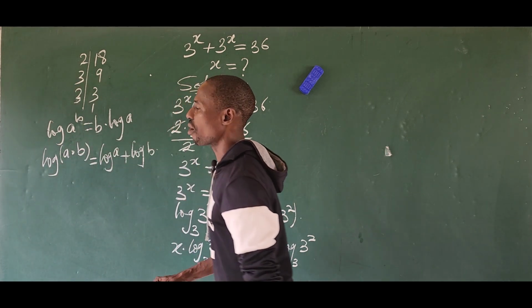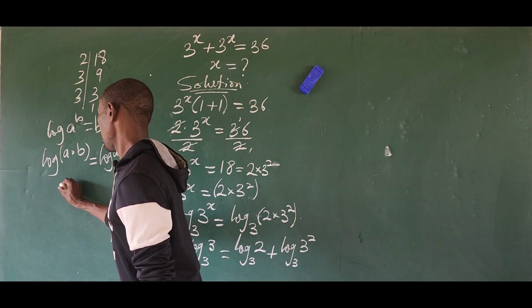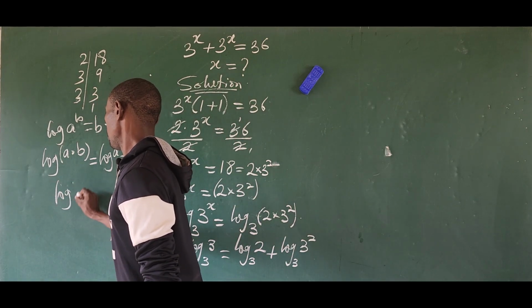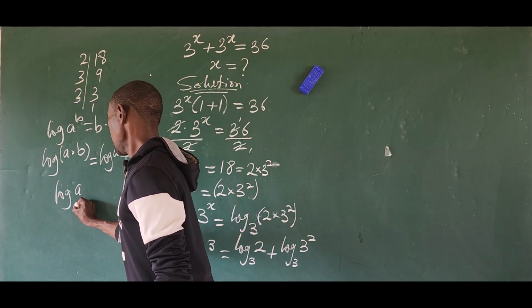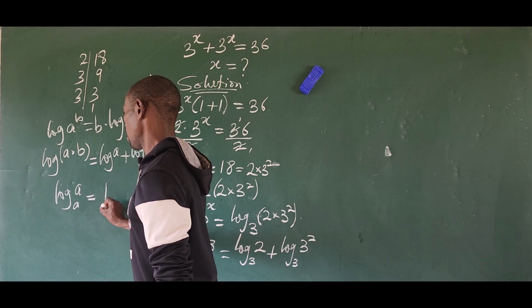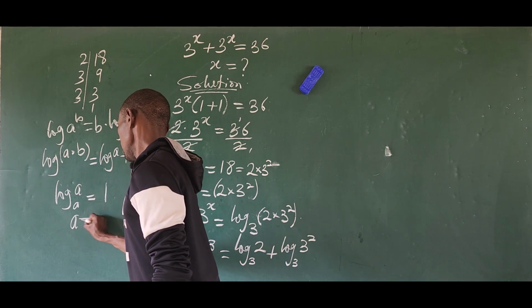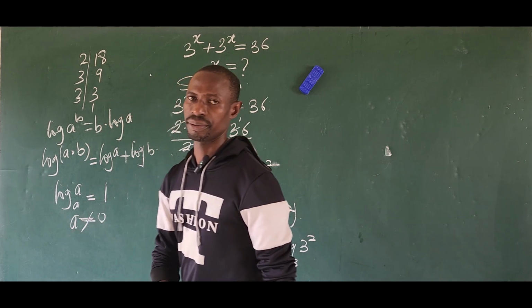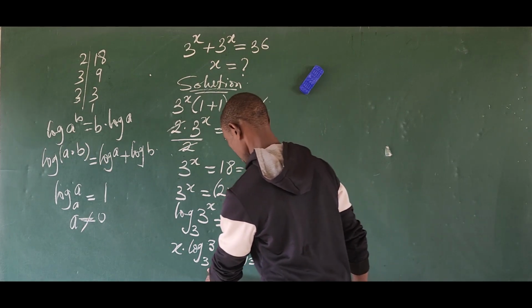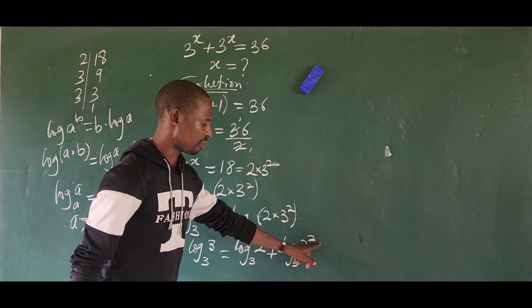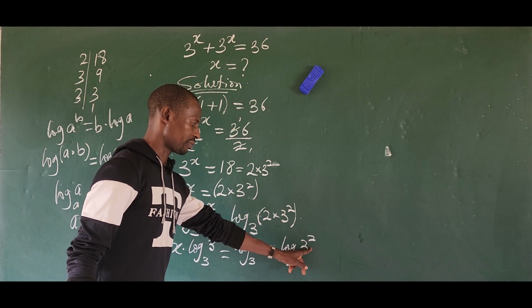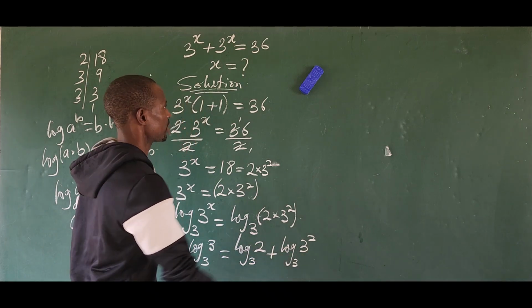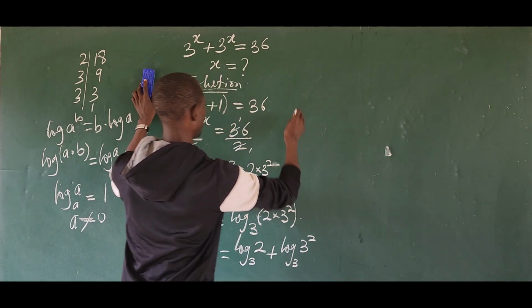Now this is what we call same base. The same base law of logarithm says that if you have log of a base a, this is equal to 1, provided a is not equal to 0. So here we have 3 base 3. Then here we have a power, and we are going to move this power back here, and we have 3 base 3 here. So let's continue here.